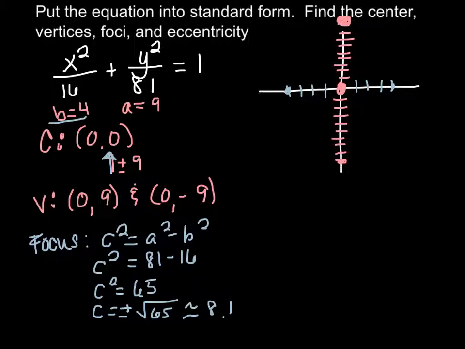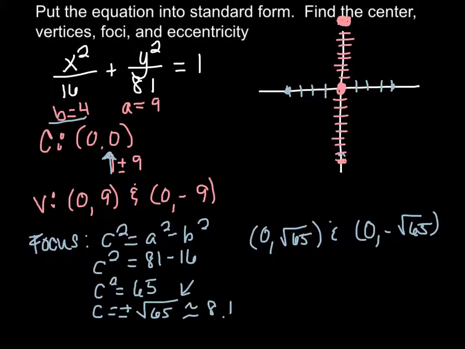Again, I'm going to go to the y value, and I'm going to add and subtract this rad 65. So my focal points, or if you think about the last video, the two nails, the focal points are going to be 0, rad 65, and 0, negative rad 65, which is just above and just below that major axis. So here is my ellipse.